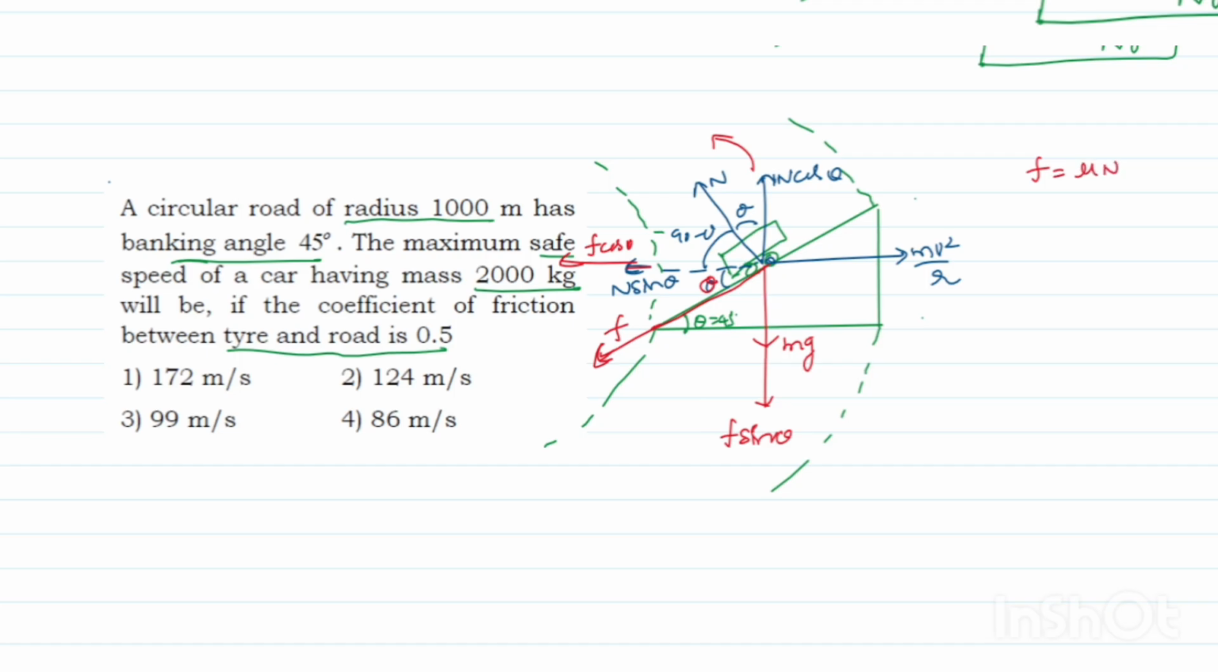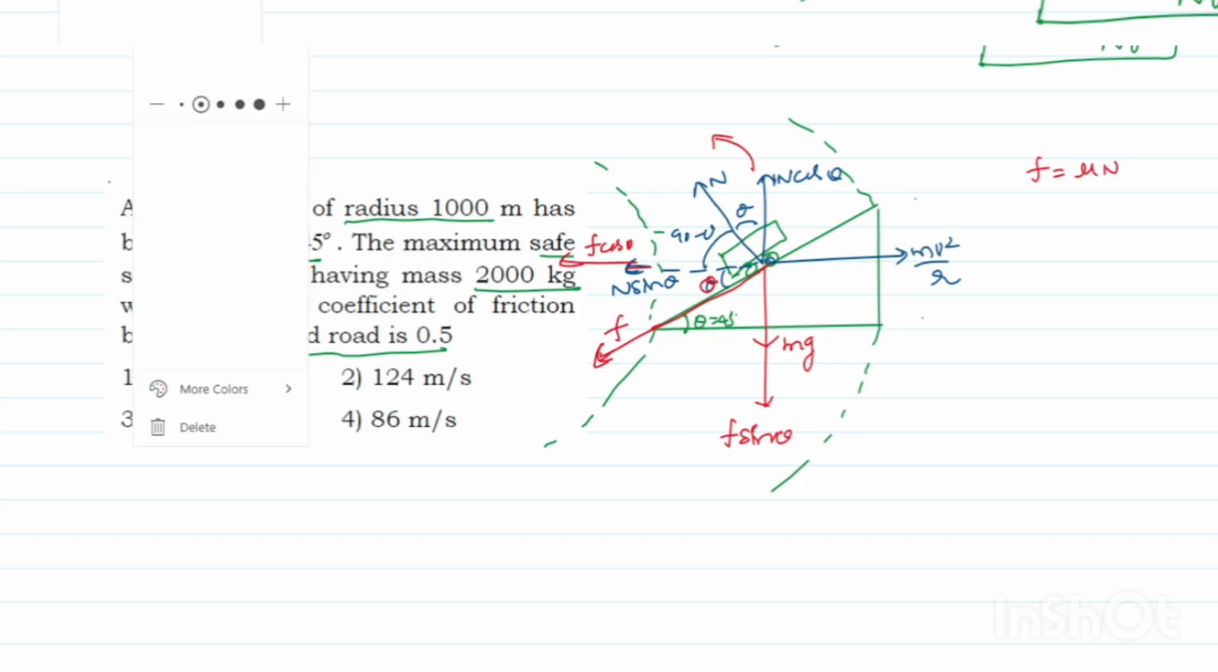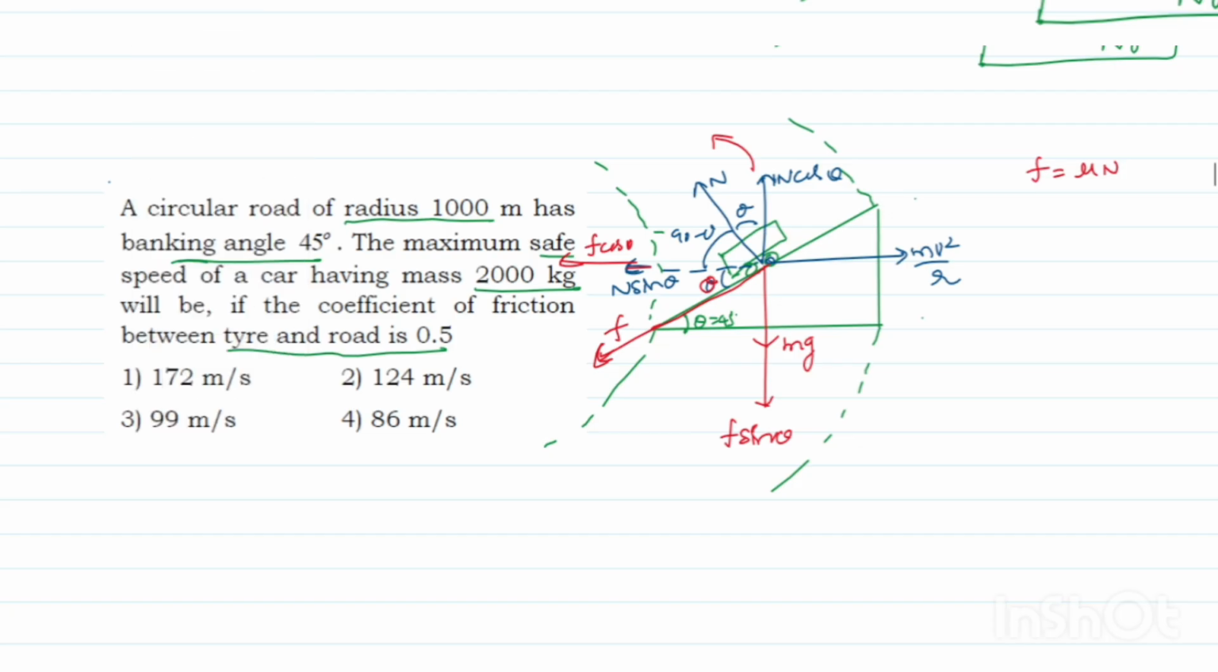Regarding the frictional force, the coefficient of friction between the tire and road is given as 0.5, and the maximum safe speed can be provided by the static frictional force. You just resolve these things. In the first case, N cos theta will be balanced by mg, the vertical components. Here F sin theta, where F is mu into N, is mu into N into sin theta.